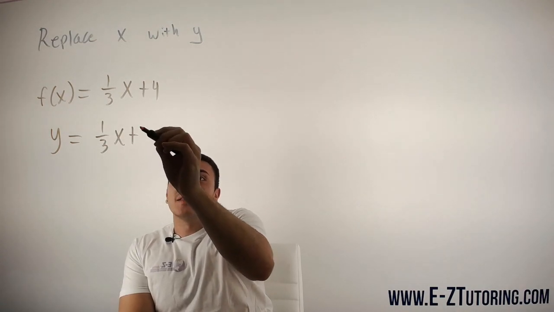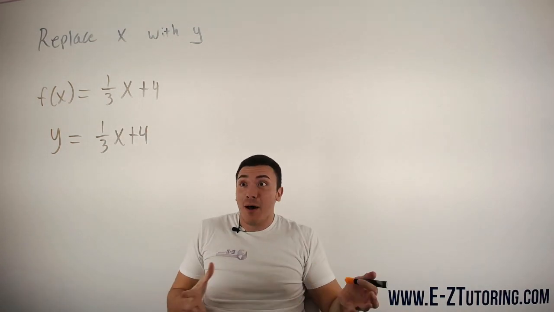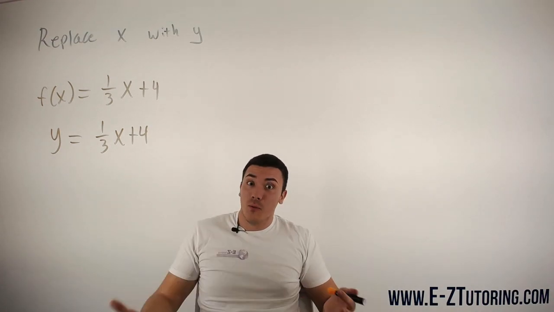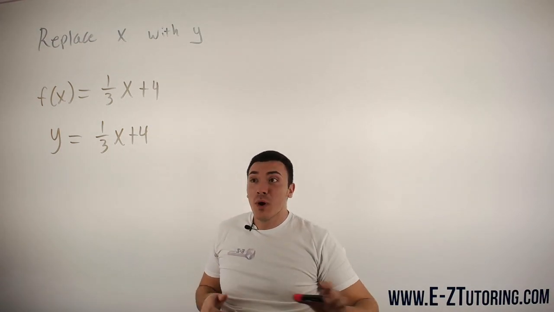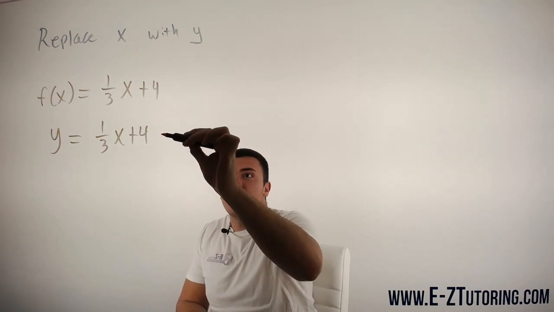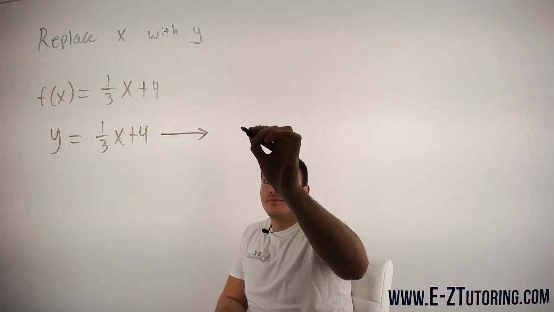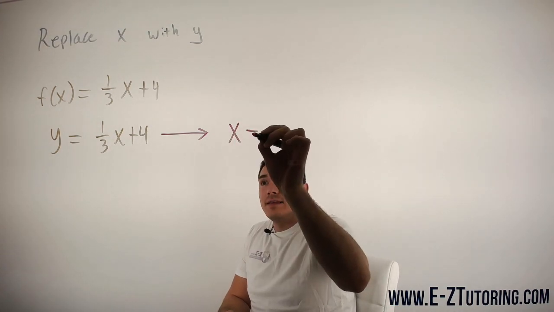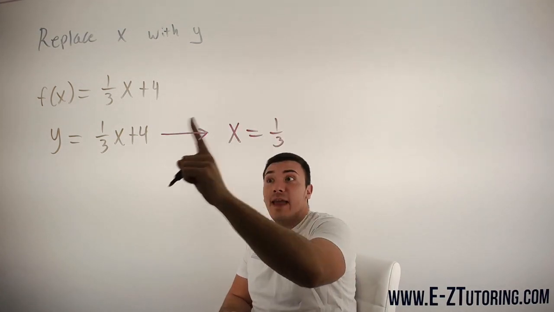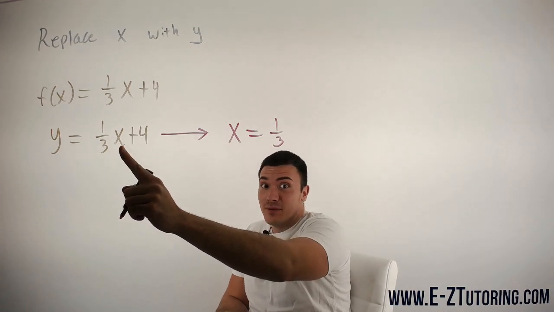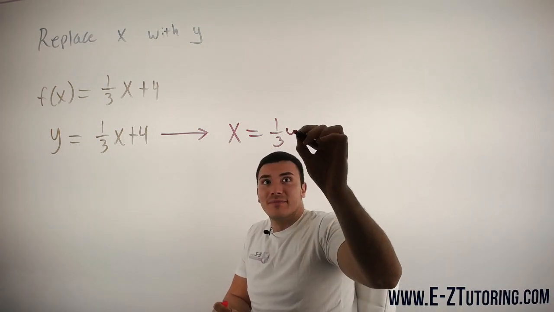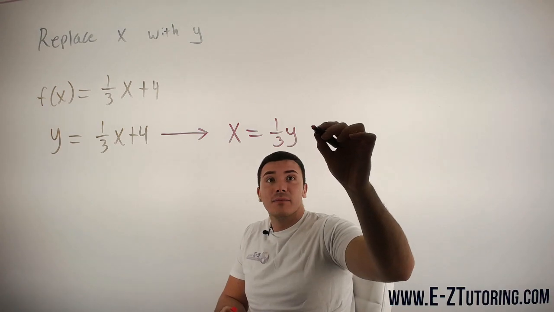So now this is a little easier to see how we're going to replace x with y. If we want to replace x with y, I'll write that over here. Y now becomes x. X equals 1/3, and x now becomes, you guessed it, y. 1/3 y plus 4.